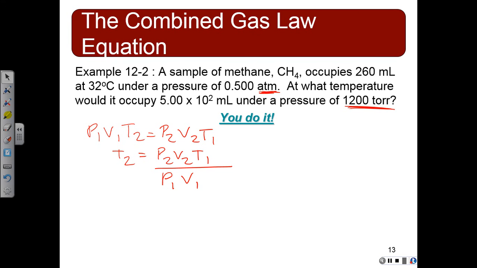Notice you have ATM and torr. They've got to be consistent. Okay, I converted to torr, but you can convert to ATM.